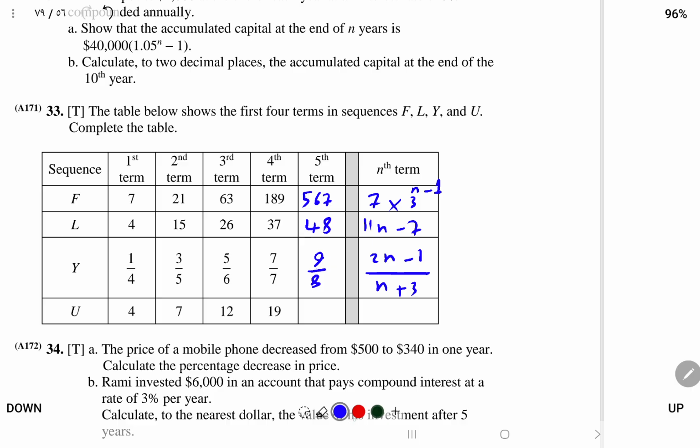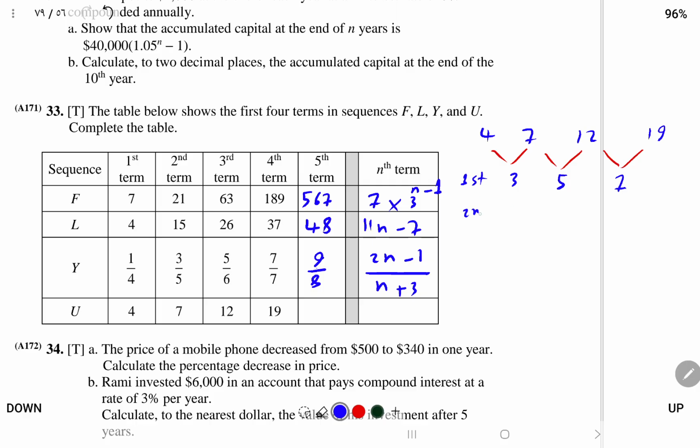Now for sequence u, we have the sequence as 4, 7, 12, 19. Let's see now the difference. The first difference, what is it? 7 minus 4, you get 3. 12 minus 7, you get 5. 19 minus 12, you get 7. This is the first difference.